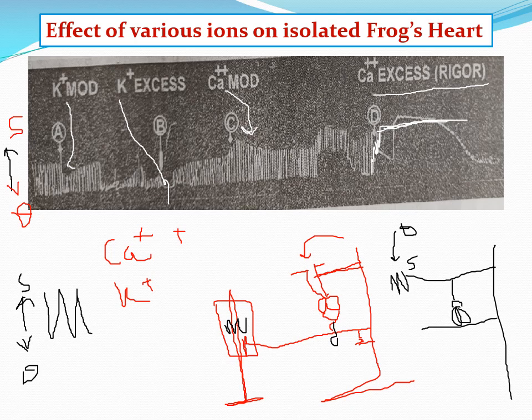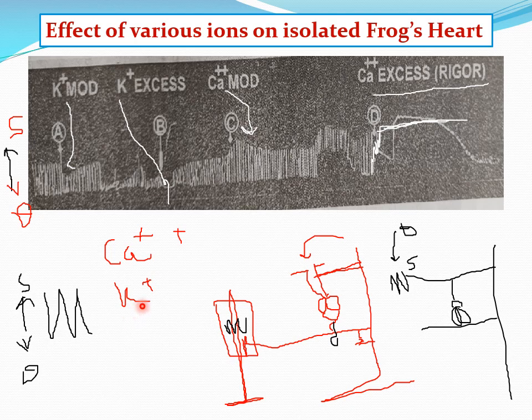It is recorded on the frog's heart. Now see something theory, why it happens. If you see the role of potassium in the cardiac action potential, what is the role of potassium? Potassium is required for the repolarization.